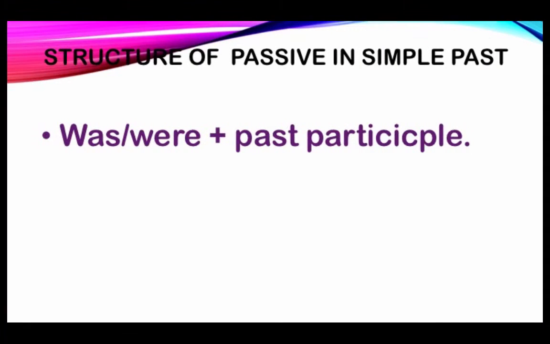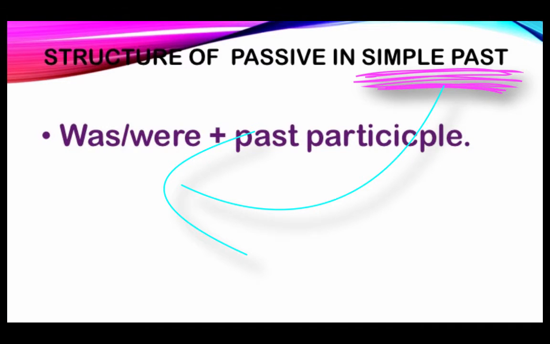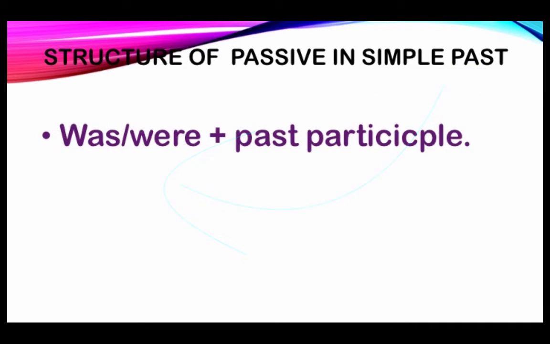Finally, let's go over the structure of the passive in simple past. Because we're using passive in simple past, this is what we'll use. Was, were, plus past participle.